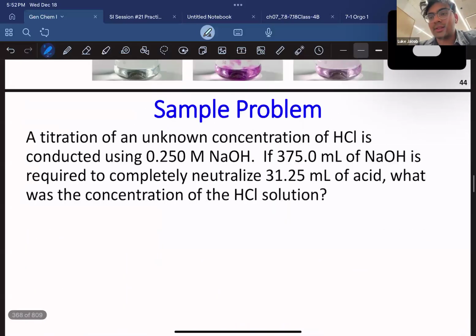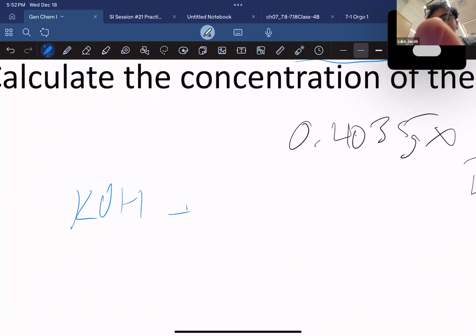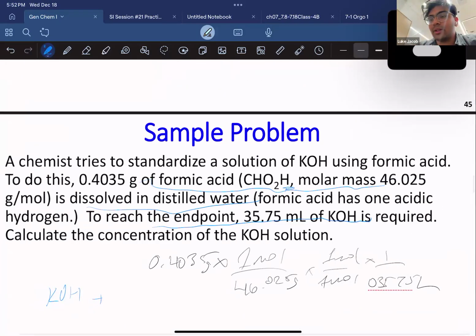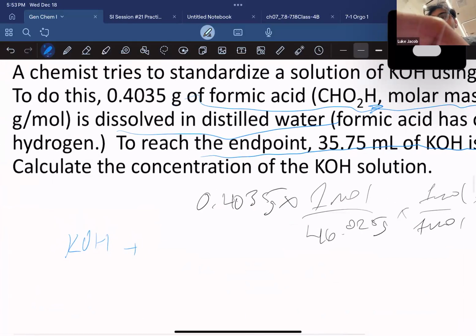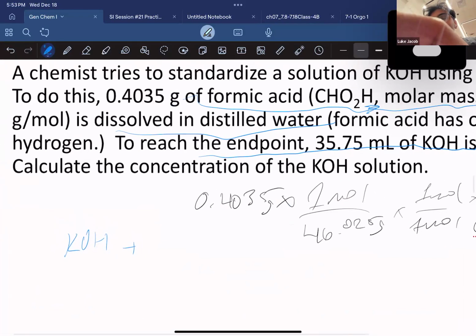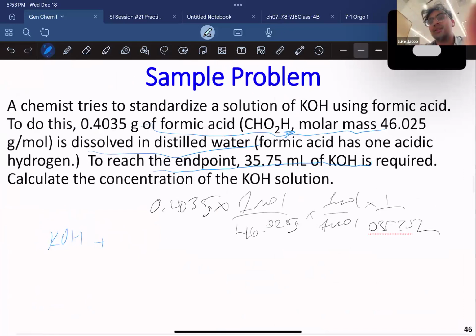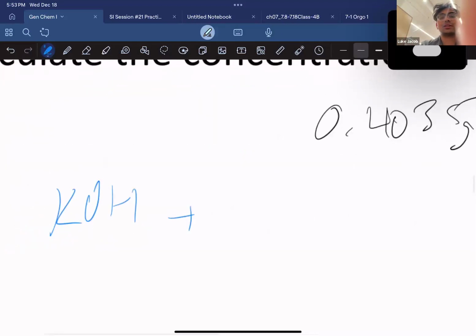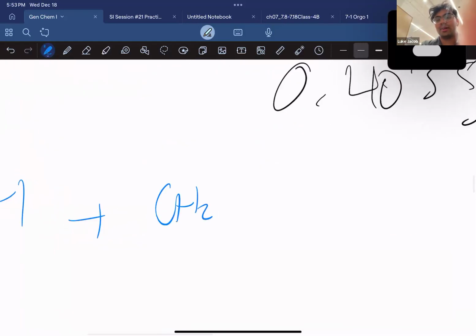And so it's just simply writing out the equation, KOH plus formic acid, right? Formic acid is monoprotic. That's important. Monoprotic is one H, diprotic is two H's, and triprotic is three H's. So they can ask about some sort of organic acid and say this is a triprotic thing, and how much base is needed to neutralize this whole thing. So it's important to recognize those things. So this is a monoprotic thing, so it's CH2OH, right?